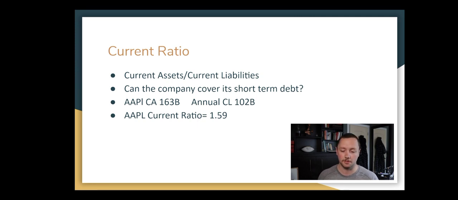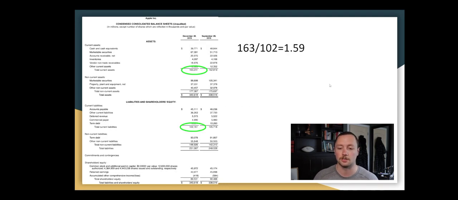The math is really simple. Current assets divided by current liabilities. So when we look at Apple, we see $163 billion worth of assets on their balance sheet divided by $102 billion worth of liabilities on their balance sheet, and it gives us a current ratio of 1.59. You can see those numbers identified very clearly here on the balance sheet. 163 billion divided by 102 billion gives us 1.59.